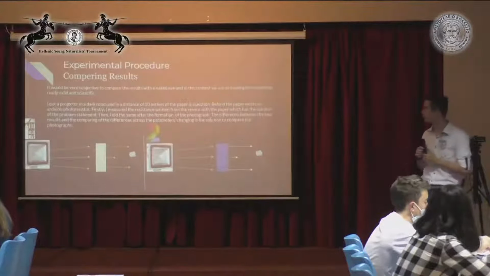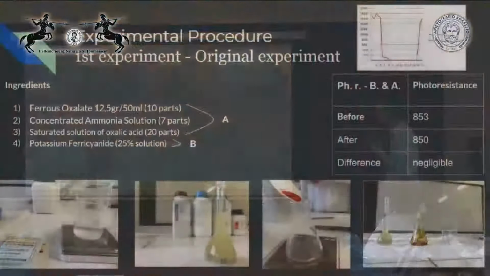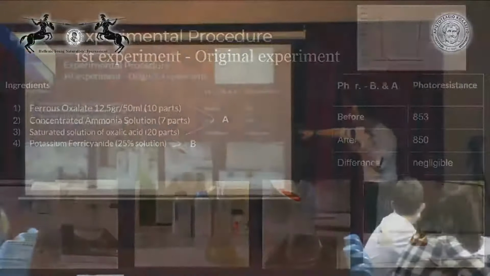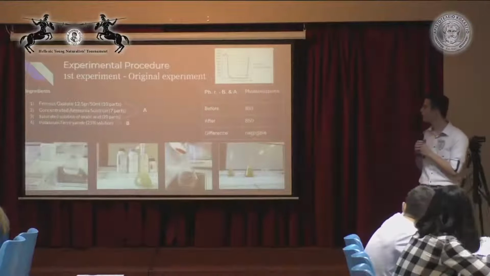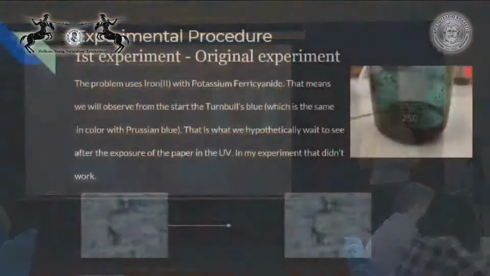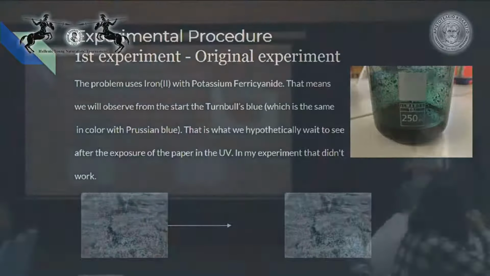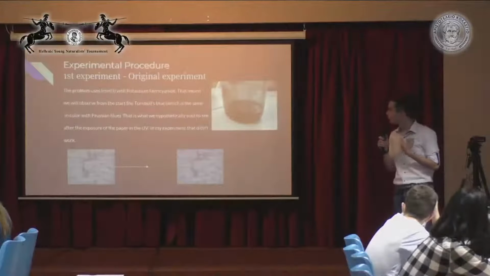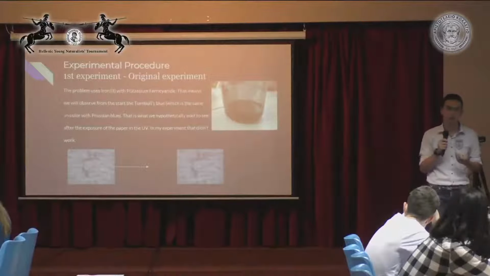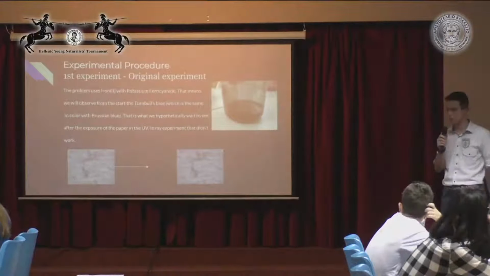compare the photographs. This is my first experiment, the original experiment, in which we observe a negligible difference, and this is why. The problem uses iron 2+ with potassium ferricyanide. That means we will observe Turnbull's blue from the start, which is the same in color as Prussian blue, and that is what we hypothetically expected to see after exposing the paper to UV. So in my experiment, that didn't actually work.